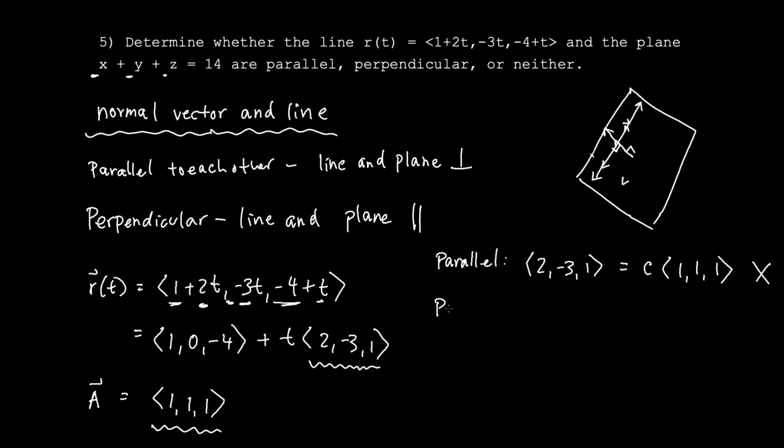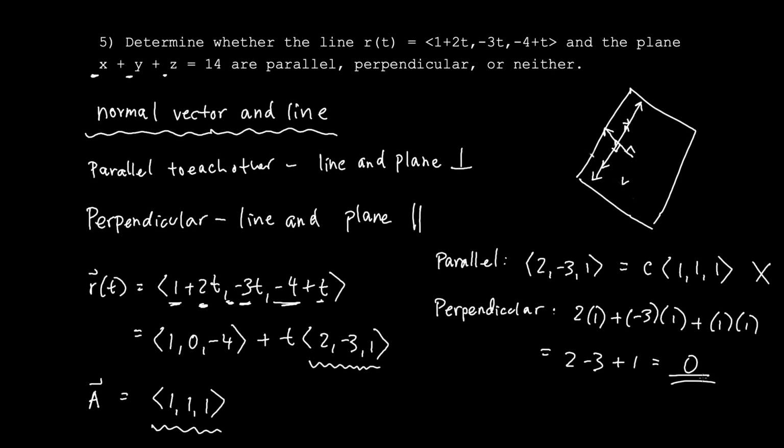Now let's check if they're perpendicular. We know that two vectors are perpendicular when the dot product is equal to 0. So let's find the dot product between these two vectors. We have 2 times 1 plus negative 3 times 1 plus 1 times 1. Simplifying this, we get 2 minus 3 plus 1. 2 minus 3 is negative 1. Negative 1 plus 1 is 0. So these two vectors are perpendicular to each other.